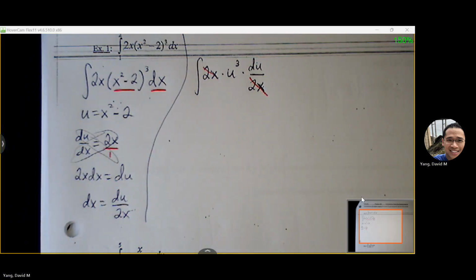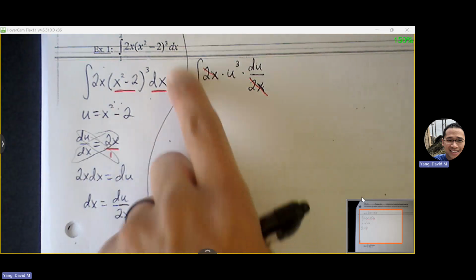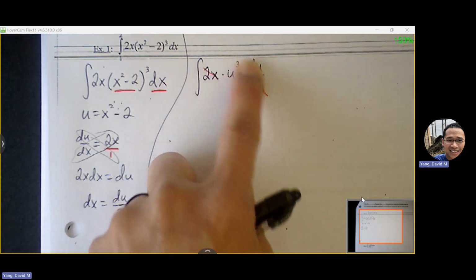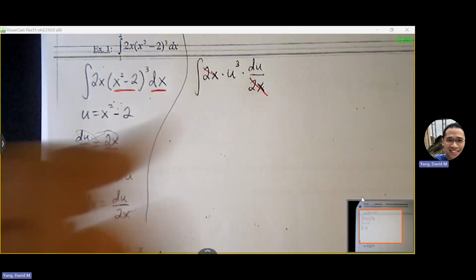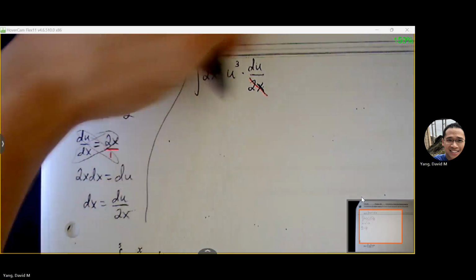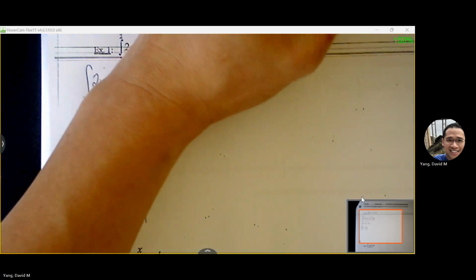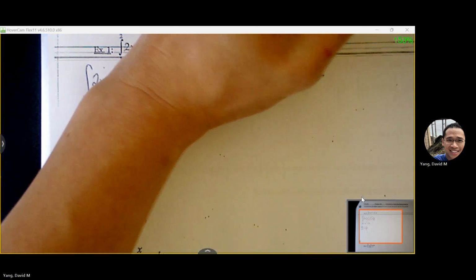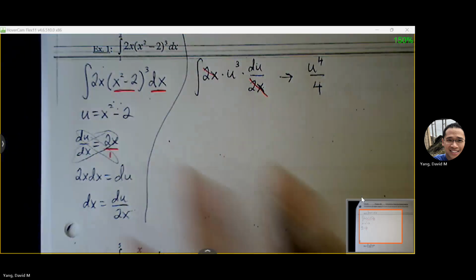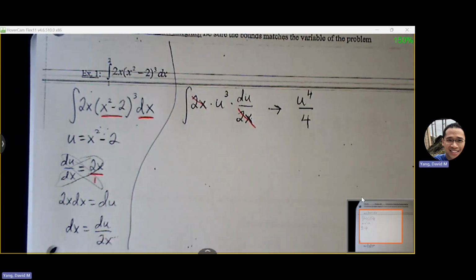But the big key here is the x's have to go away. It just so happens the coefficients also go away as well. So we're left with integral of u cubed. This is nice. This is just a nice power rule problem. So we go ahead and apply power rule. It becomes u to the 4th over 4.